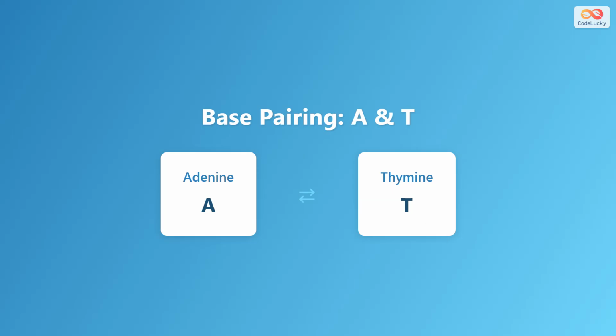One of the most important principles in DNA structure is base pairing. Adenine always pairs with thymine. This is not a random occurrence, but a result of their complementary chemical structures. The shape and chemical properties of adenine perfectly match those of thymine, allowing them to bond together. This specific pairing is crucial for DNA replication and the accurate transmission of genetic information.